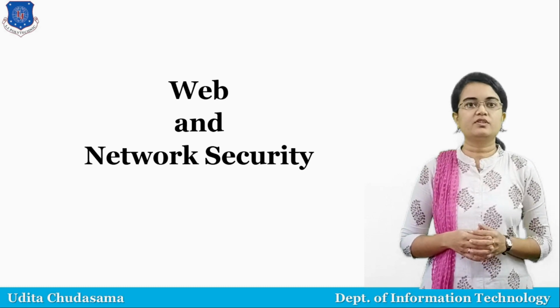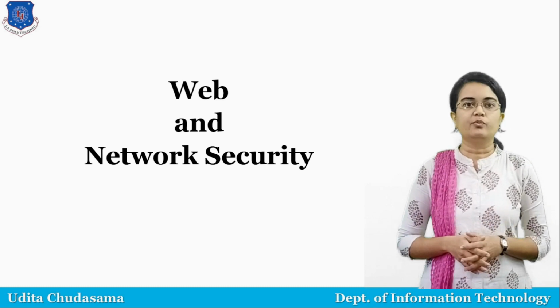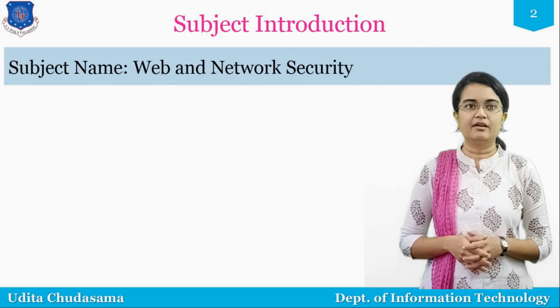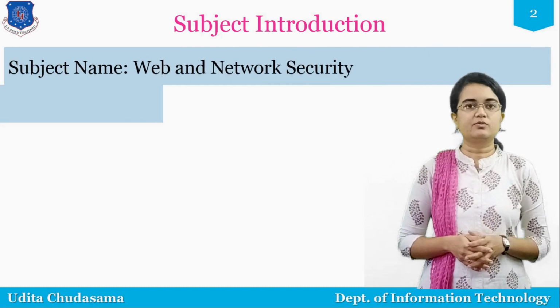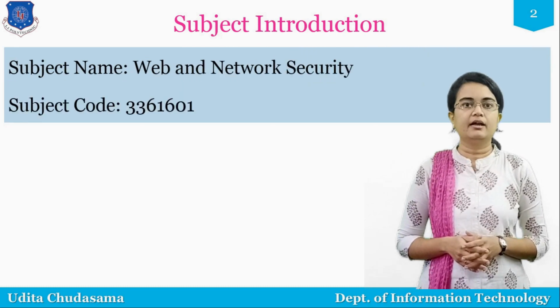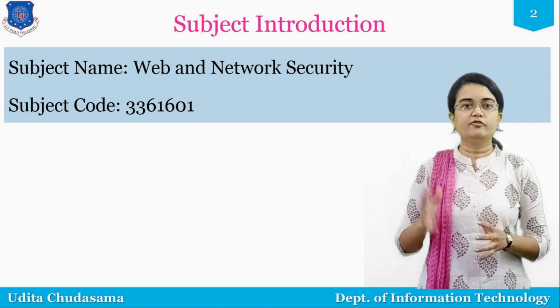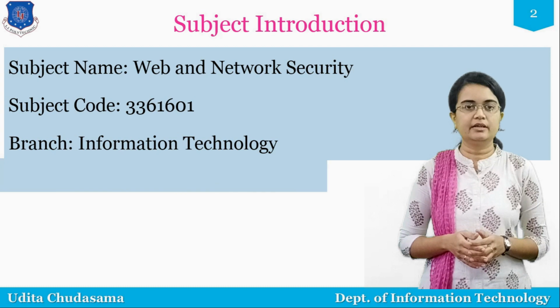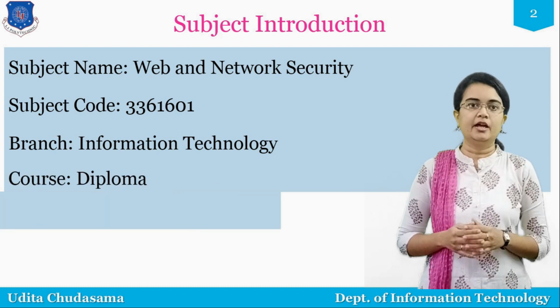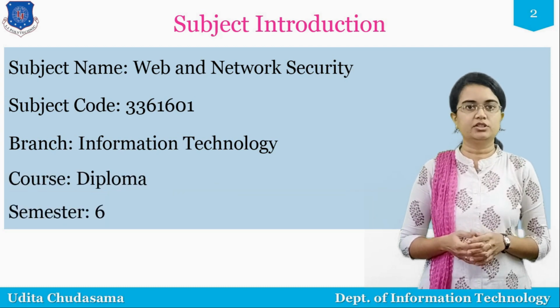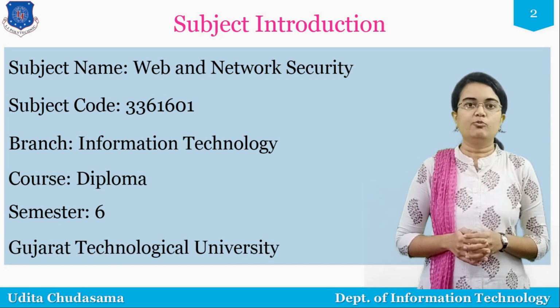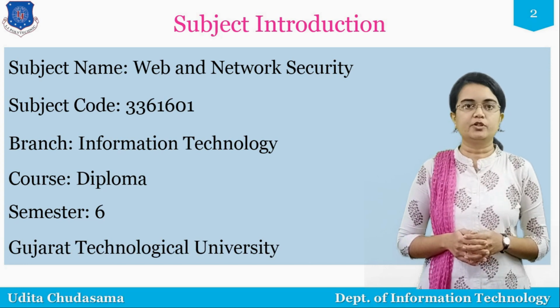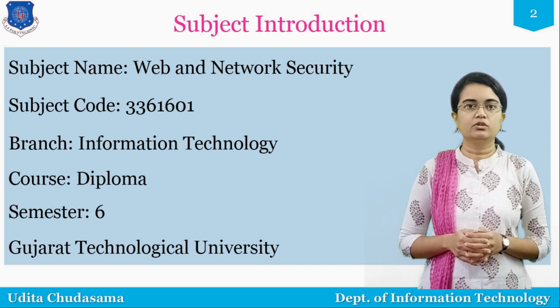Here we are going to see the overview of the subject Web and Network Security, having the subject code 3361601, and it is under the Information Technology branch for the course of Diploma Engineering in semester 6, and obviously under Gujarat Technological University.